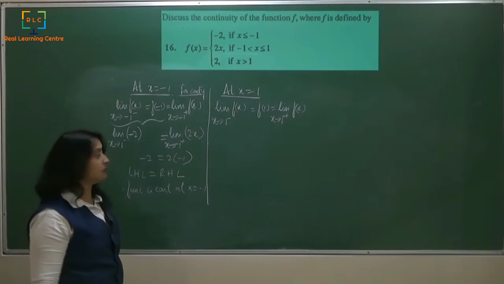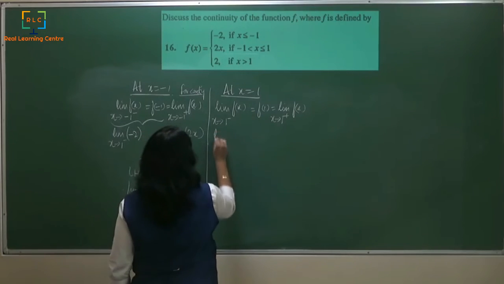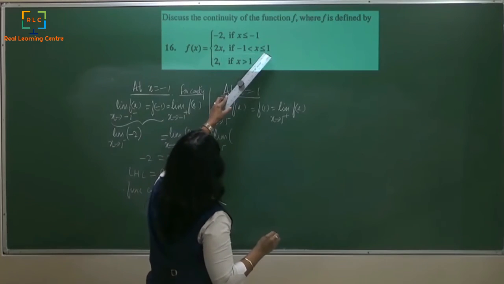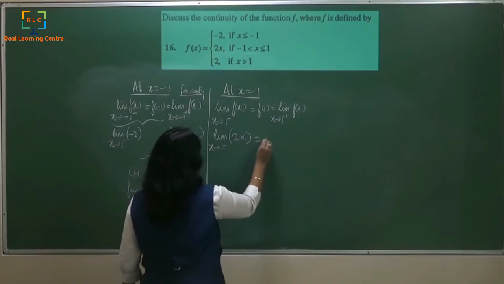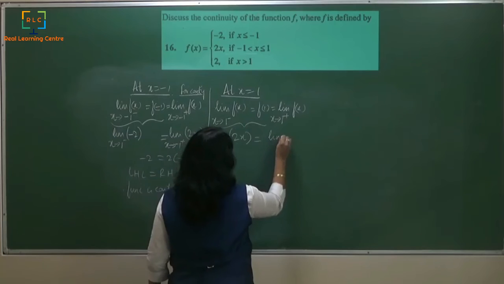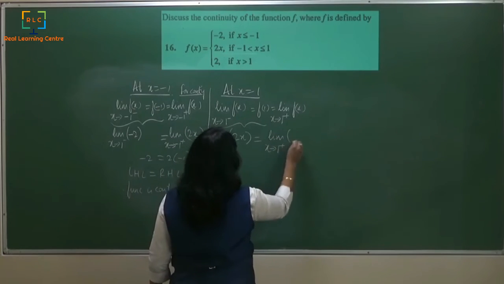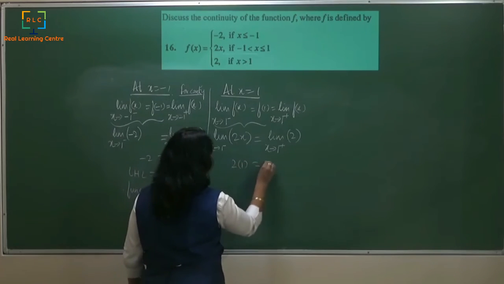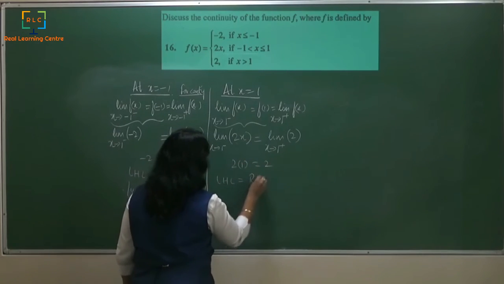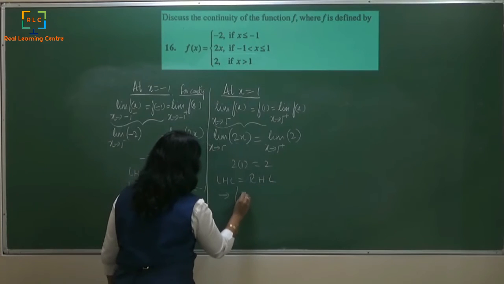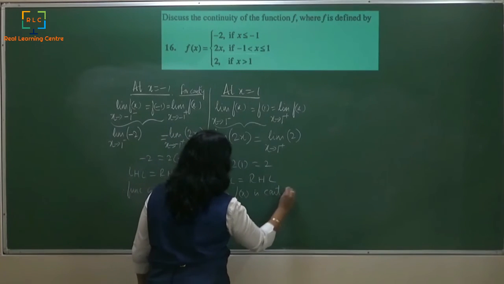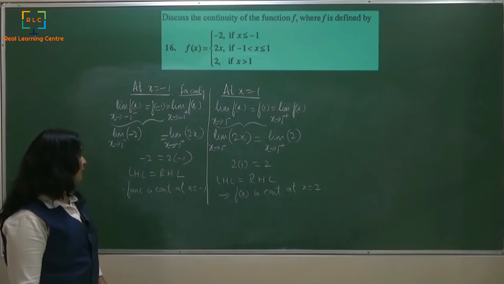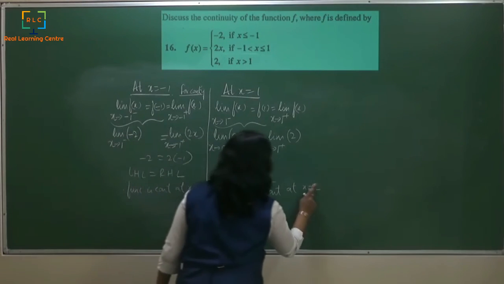We have discussed x equal to minus 1, now for x equal to 1. Limit as x tends to 1 minus, for less than or equal to they have given 2x, and these two together are over. Next, limit as x tends to 1 plus of f of x is exactly 2. So 2 into 1 is equal to 2. Once again, LHL is equal to RHL. This implies f of x is continuous at x equal to 1.